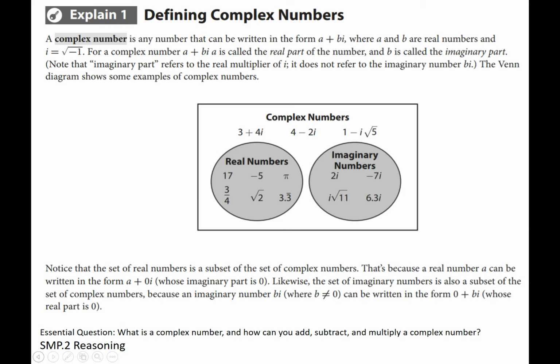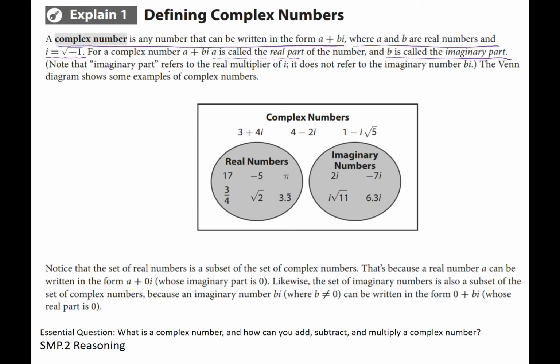All right, we're going to go up to explain 2. It should be a little shorter today. So that way we can kind of just do these two sections, 3.2 and 3.3 this week. A complex number is any number that can be written of the form a plus bi. So usually that's important, we should underline it. Where a and b are real numbers and i equals square root of negative 1, that just means that i squared equals negative 1. For any complex number a plus bi, a is the real part and b is the imaginary part.